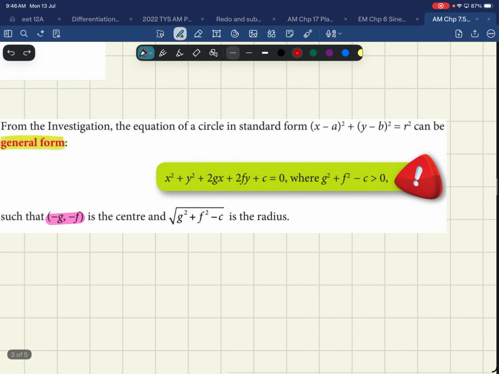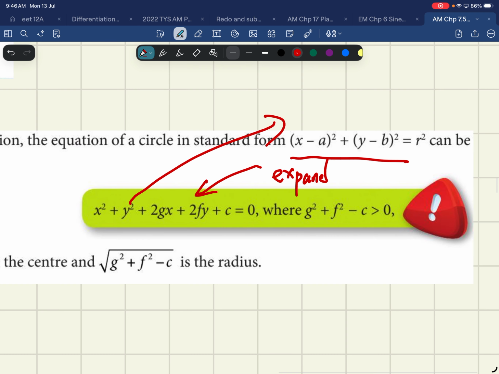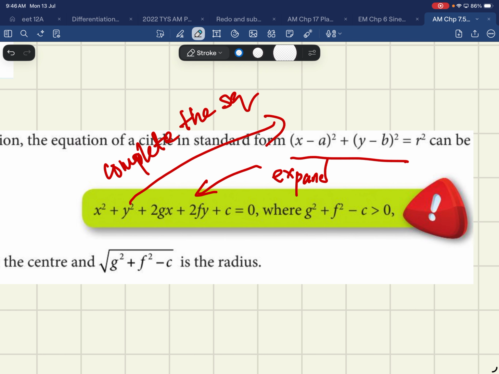So remember, how did we get from standard form to general form? We expand, right? But if we want to revert back to this form, what do we do? We complete the square. Wow, so happy, right? Okay, I will not enforce that on you, but there are really students who prefer completing the square. I don't belong to that category, but some schools will insist on completing the square as the method. So let me show you how to complete it.